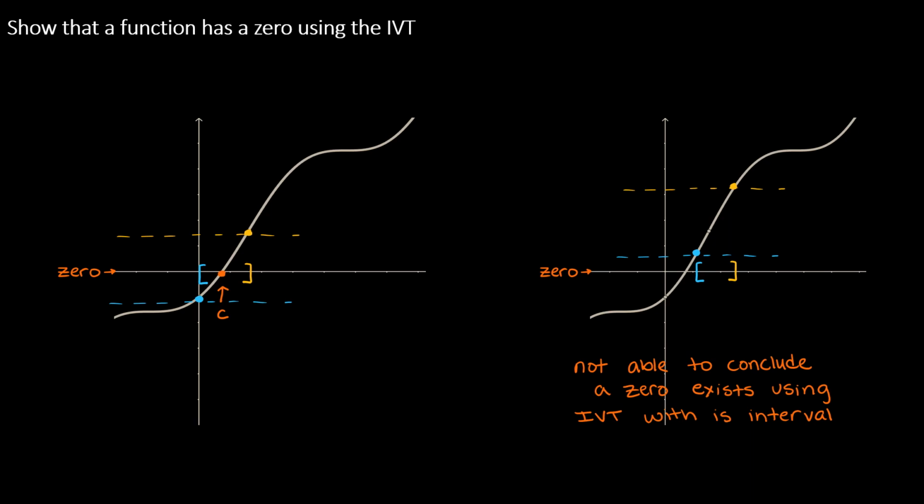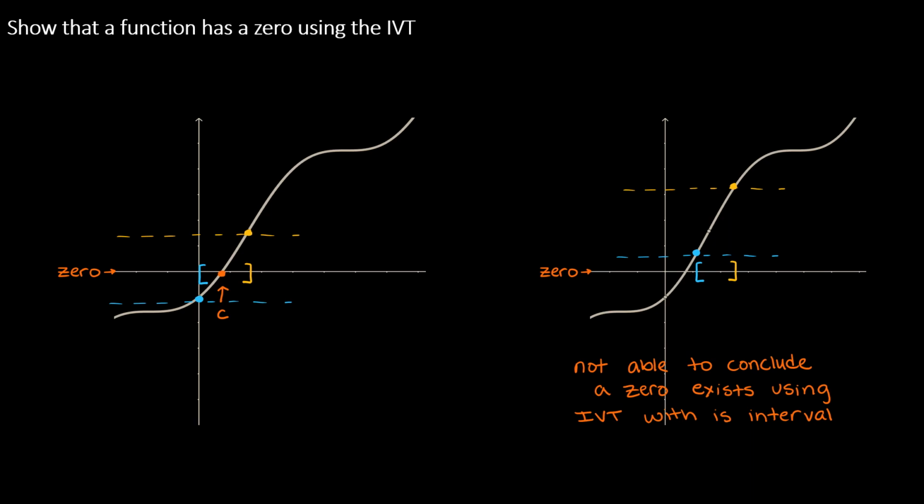So on the screen we have two visuals. On the left, this is one where we can use the intermediate value theorem to determine the function has a 0. On the right, we cannot, and that's because the points that we've picked for our interval, they're both above the x-axis. So the 0 that we wanted to determine existed, it's not between the function outputs. In fact, it's below both of the function outputs. So in that case, we wouldn't be able to use the intermediate value theorem because our interval doesn't span across the x-axis.